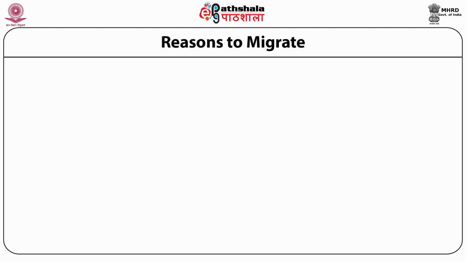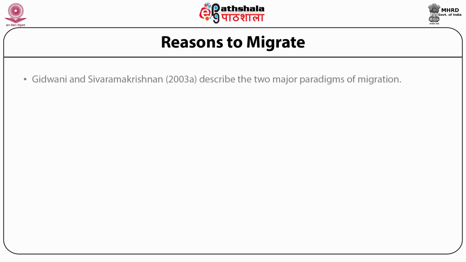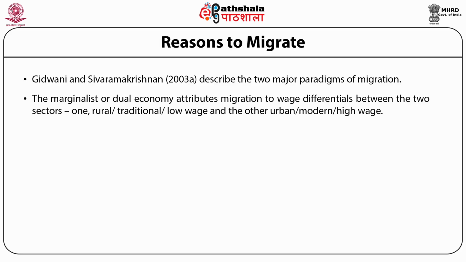So what are the reasons to migrate? Why do people migrate? What are the push and pull factors that instigate people to migrate? It is useful here to retreat and consider some of the factors that drive migration. Yudvani and Shivaramakrishnan describe two major paradigms of migration. The marginalist or dual economy model attributes migration to wage differentials between the two sectors: one, rural or traditional or low wage, and the other, urban or modern or high wage.